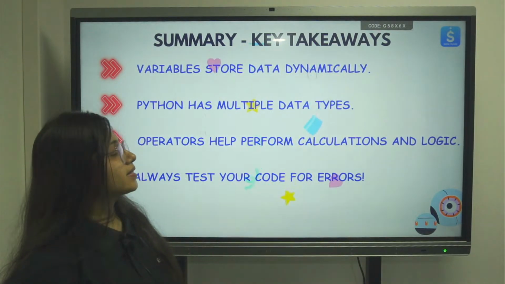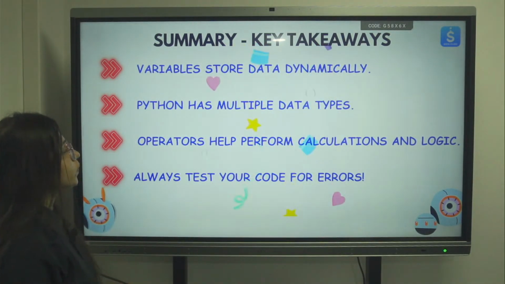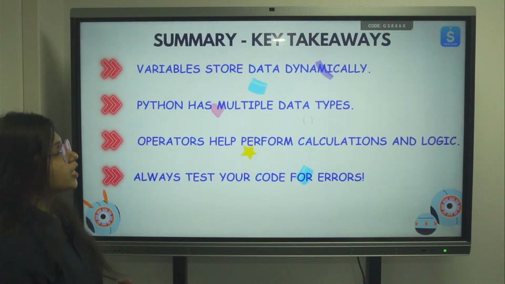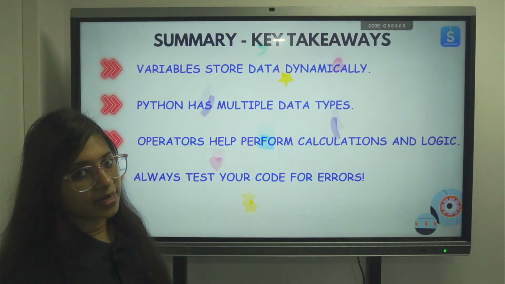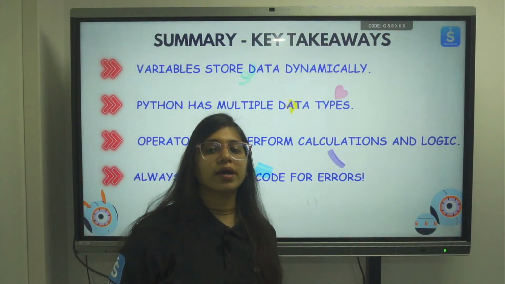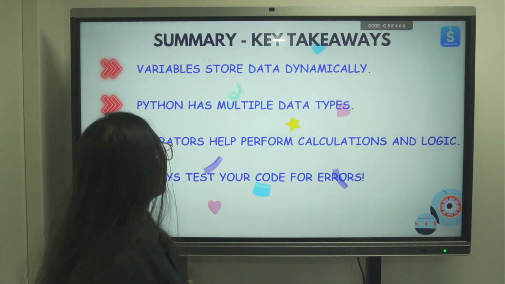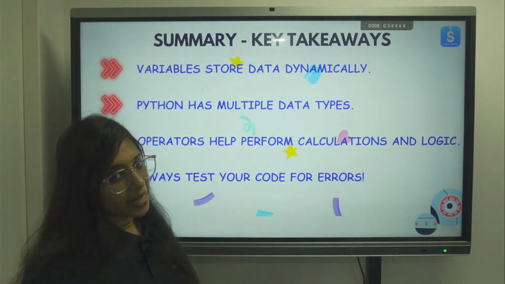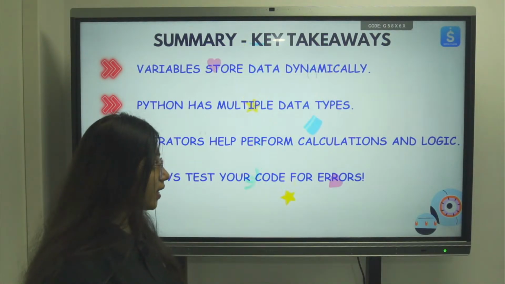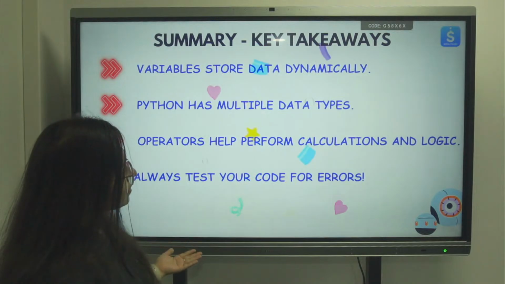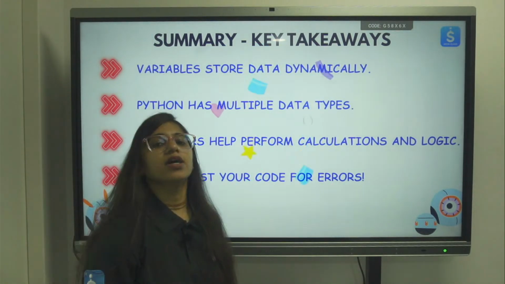Now let's revise and see what exactly you have learned today. The first thing is variables, which are used to store data dynamically. It makes your program easy, right? Then Python has multiple data types. We have seen a lot of data types, and we have used arithmetic operations as well. Next, operators help perform calculations and logic.